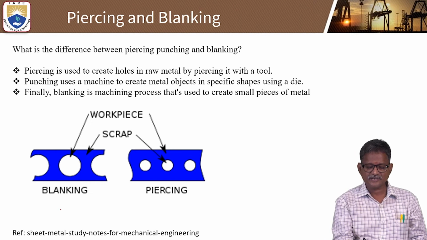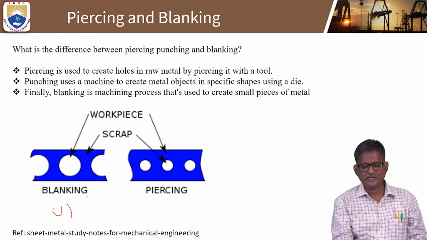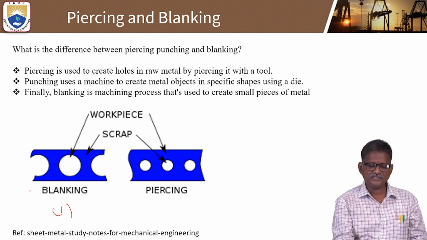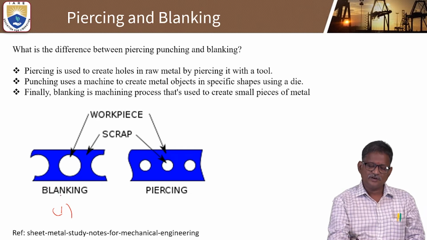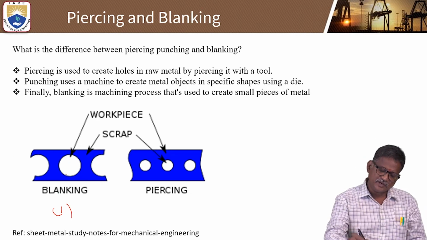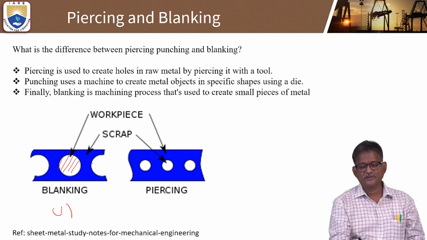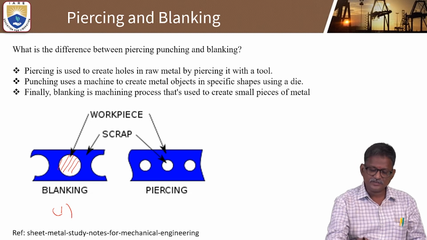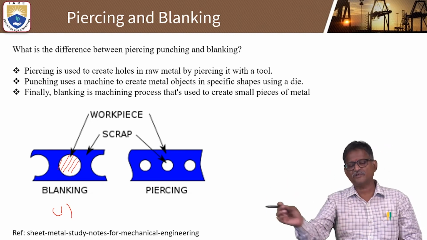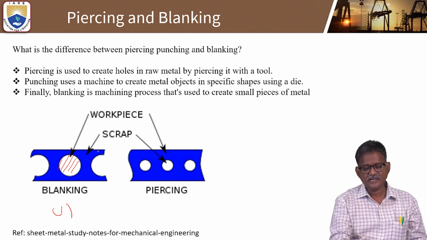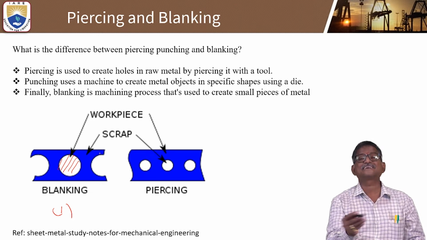So first, you can see this is the first one. In blanking, in a sheet workpiece, this punched out part is called the workpiece. This and all the rest is scrap. Yes or no? So this punched out part will come out separately. That is why this is the workpiece, and all the remaining material is scrap.